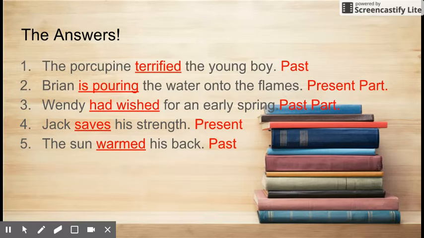So in question number 2, when you're underlining the verb or verb phrase, we have is pouring, because you see the helping verb and an ing, you know that it's a present participle. Had wished in number 3 is a past participle. It's a verb phrase with a helping verb and a verb ending in ed. Saves is present tense. There's no helping verb. And 5 is past tense. Again, there's no helping verb with it. There's just the action verb, so it's past tense.